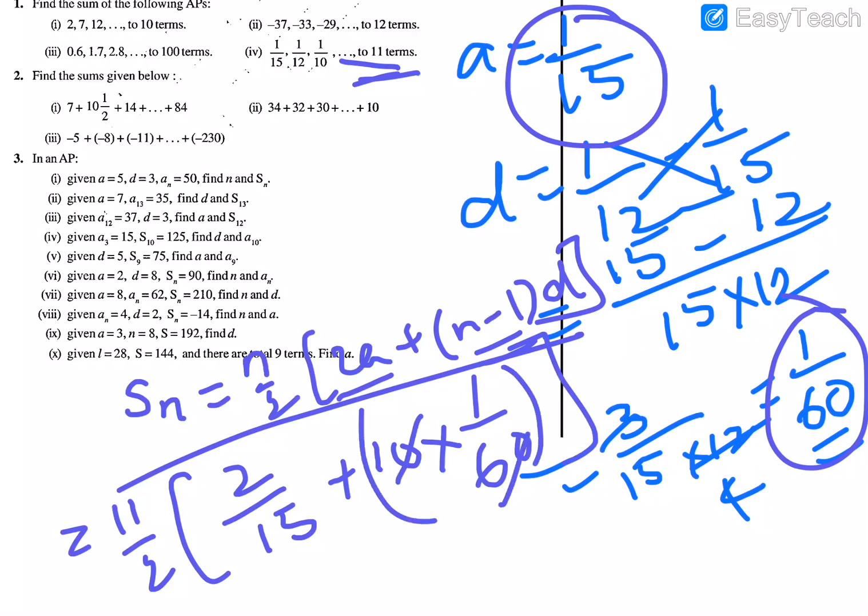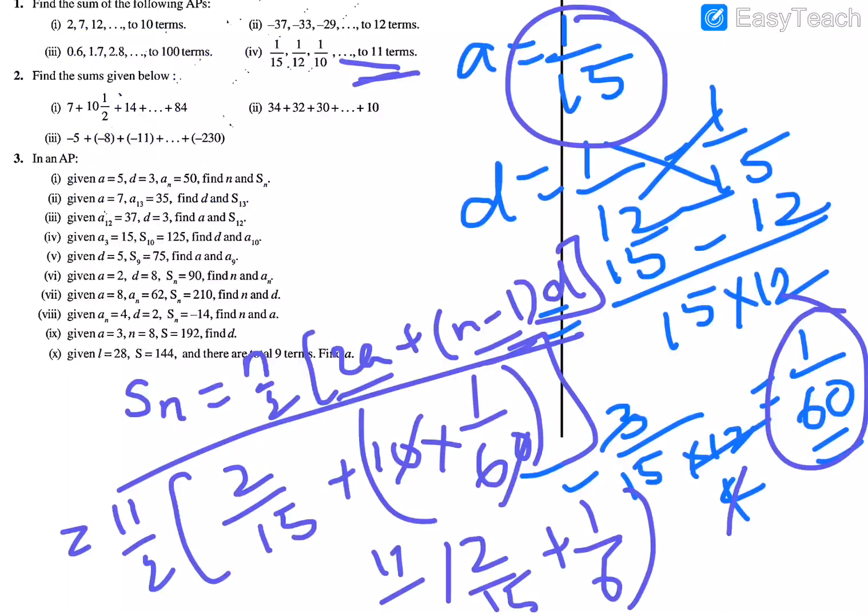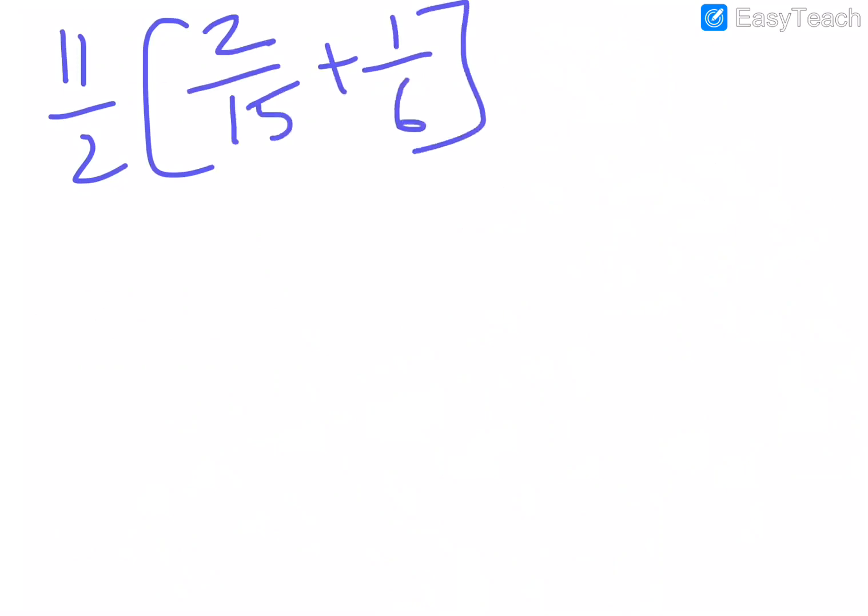So 2 by 15 plus 1 by 6. You have to add this, and you have to multiply it with 11 by 2. So this is what we are supposed to do. Let's do it in the next page. So that is 11 by 2 into, what's that? 2 by 15 plus 1 by 6.